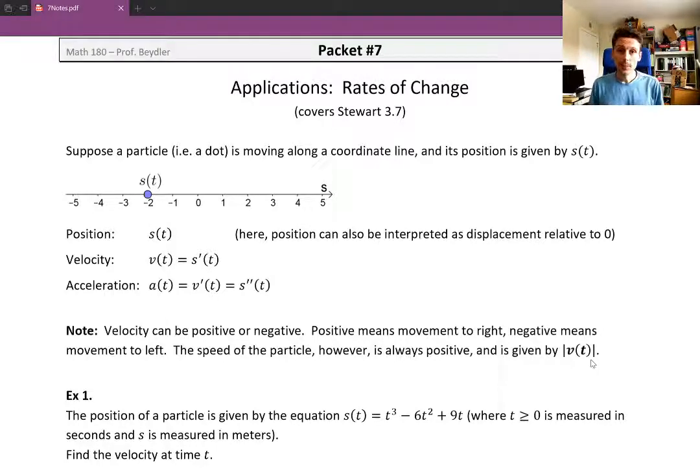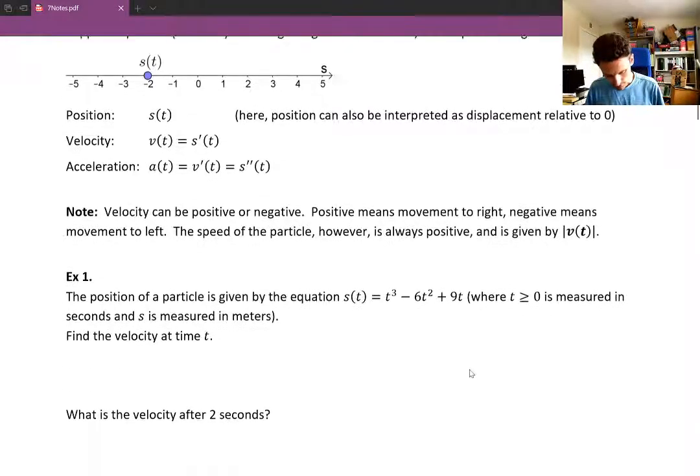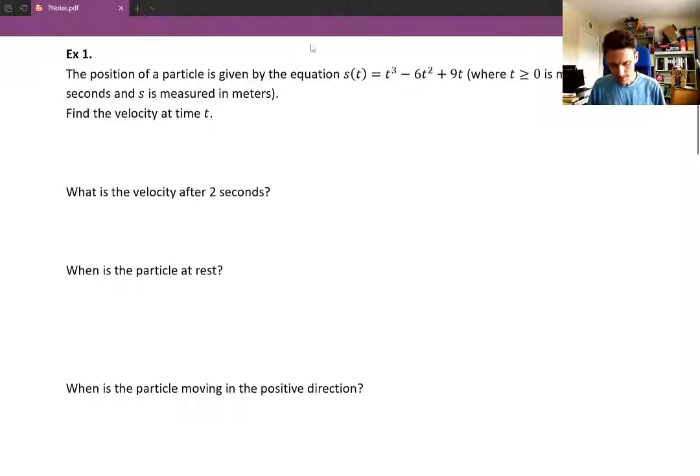Okay, well, let's take a look at example 1. It says that the position of a particle is given by the equation s of t equals t cubed minus 6t squared plus 9t, where t, which is greater than or equal to 0, is measured in seconds and s is measured in meters. Again, s, the position, can be positive and it can be negative, just like velocity and acceleration, as a matter of fact. So the first question is find the velocity at time t.